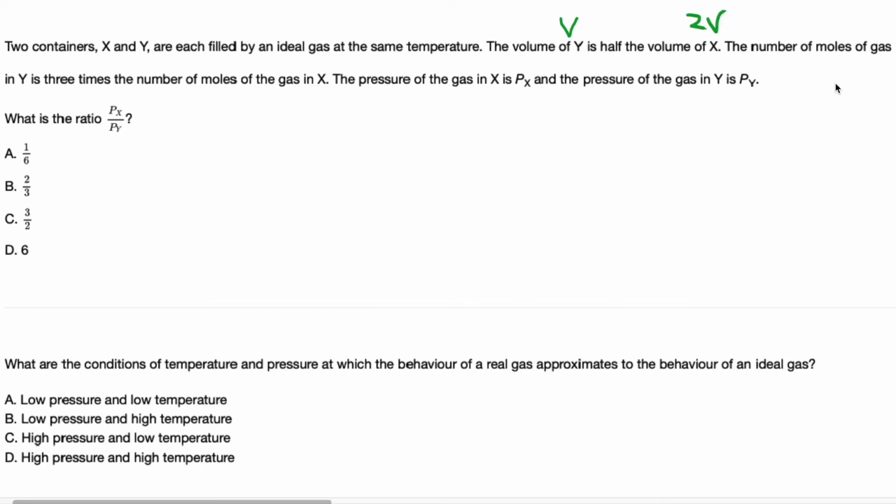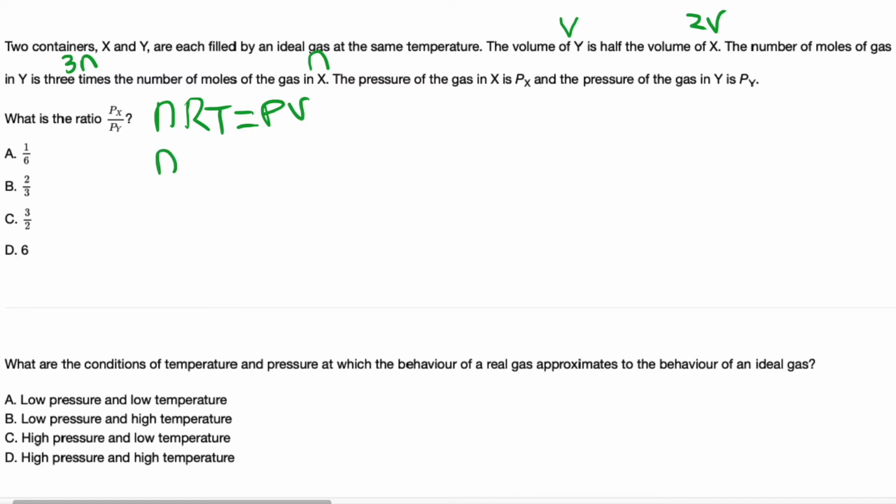The number of moles of gas in Y is 3 times the number of moles of the gas in X. So in X is going to be N, and in Y is going to be equal to 3N. The pressure of the gas in X is P sub X, and the pressure of the gas in Y is P sub Y. What is the ratio of Px over Py? So this problem still is testing about ideal gas equation. So nRT is equal to PV, pressure multiplied by volume.